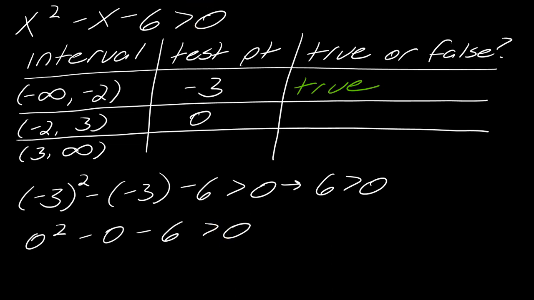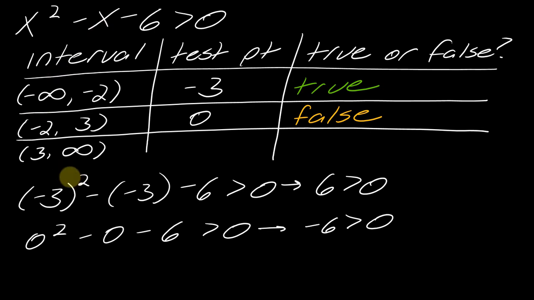So if I work this all out, this will ultimately give me the statement that negative 6 is greater than 0. And then you just have to say, is that true or false? And you, of course, are saying that is false, Prof. Hill. You are correct. And so, okay, now we move on to the last interval.